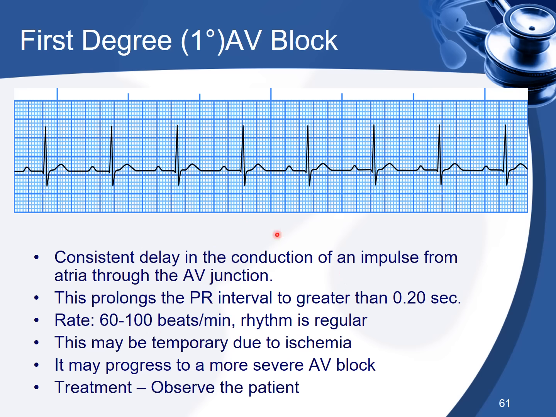Here is your first degree AV block. At first glance, it looks like normal sinus rhythm. The only thing that's different is the PR interval is a lot longer than 0.20. Here, if you measure this PR interval, it is 0.32, which tells you that there is a delay in the conduction of the signal between the atria and the ventricle. Think of it as a communication delay. Something is causing a delay in the communication between the atria and the ventricle. It may be temporary. It happens because of ischemia to the heart, or it may actually progress to more serious things.